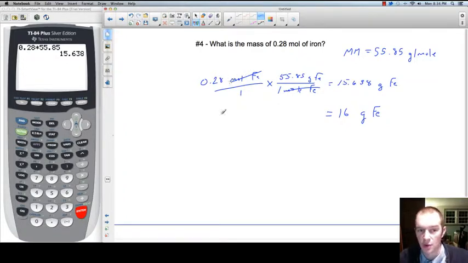So that's pretty straightforward. Pretty basic. When we're going from grams to moles, or if we're going from moles to grams, in this case, we're going to use molar mass, and we're going to cancel our units.